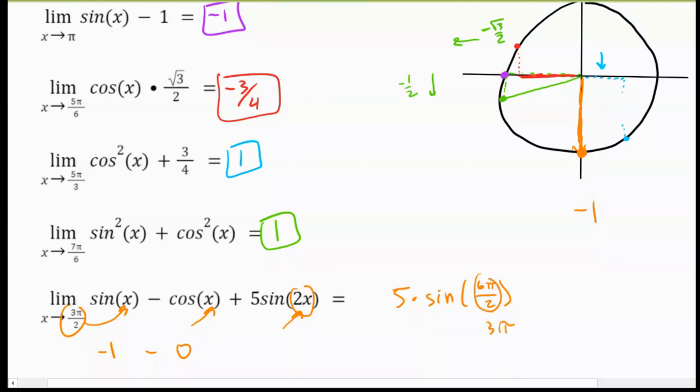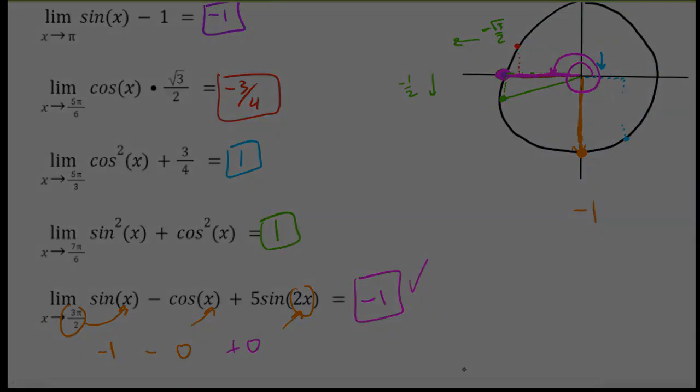And so if we remember, this is going to get a little bit weird, so I'm going to do this in pink. 2 pi is all the way around. And then I'm adding another pi, so now I'm dealing with this line right here in pink. And my sine of that value there is 0. So it's 5 times 0, which is still just 0. And so my final value of this limit is just going to be negative 1, because it's negative 1 minus 0 plus 0, and now I'm good to go.